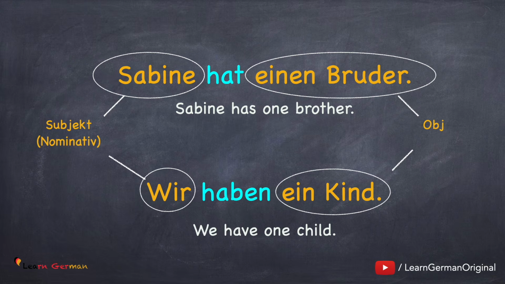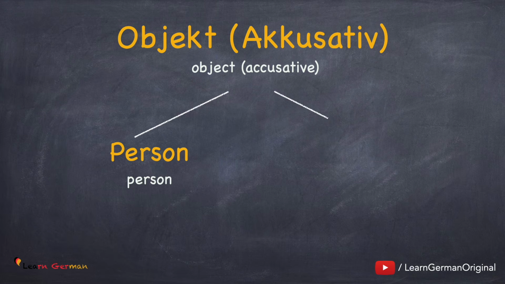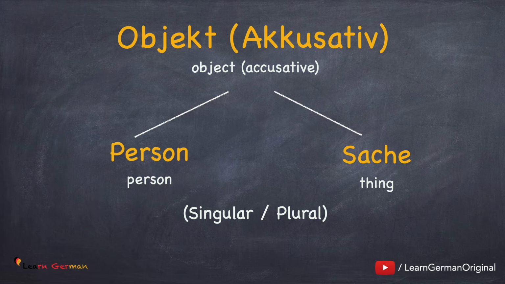In the first sentence, the object is einen Bruder, and in the second sentence, ein Kind. This object is known as the accusative object, or you can say this object is in Akkusativ. So, the object in Akkusativ can either be a person, Person, or thing, Sache, and these can either be in singular or in plural. Now let's take an example for each one of these.